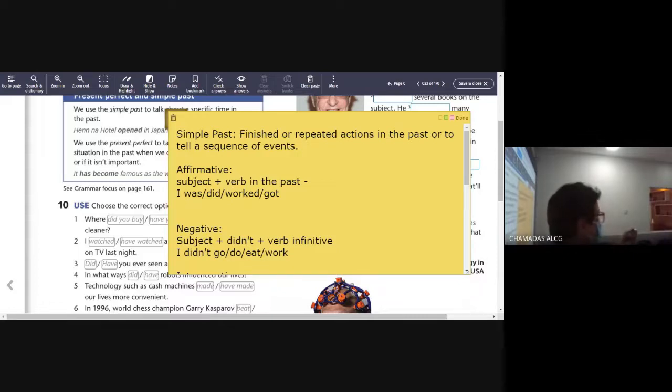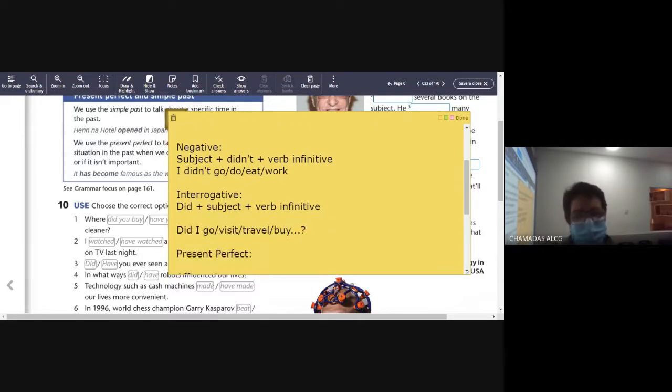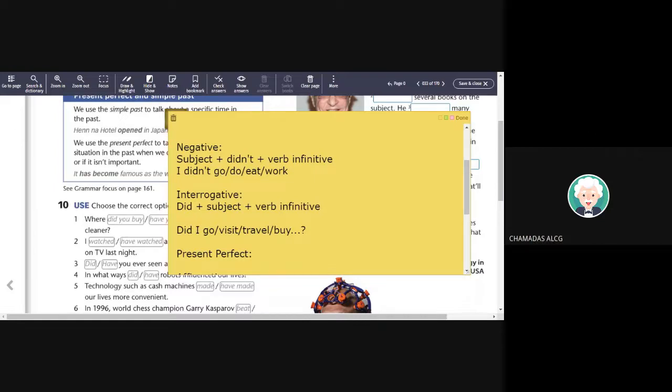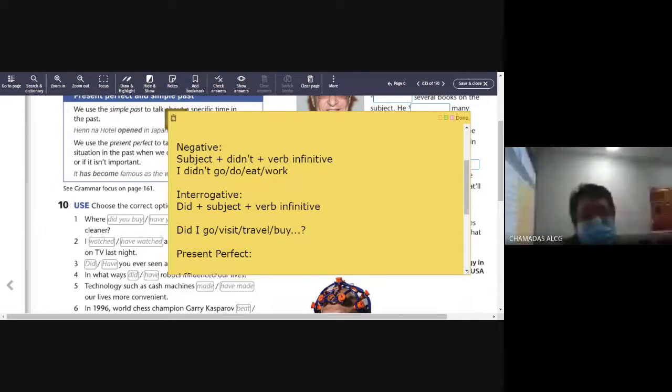Yes, sure. So affirmative sentences, how do we form the simple past? We use a subject plus a verb in the past. Example, I was, I did, I worked, I got, and so on. Negative, we use a subject plus didn't plus the verb in the infinitive form. Example, I didn't go, I didn't do, I didn't eat, and I didn't work.